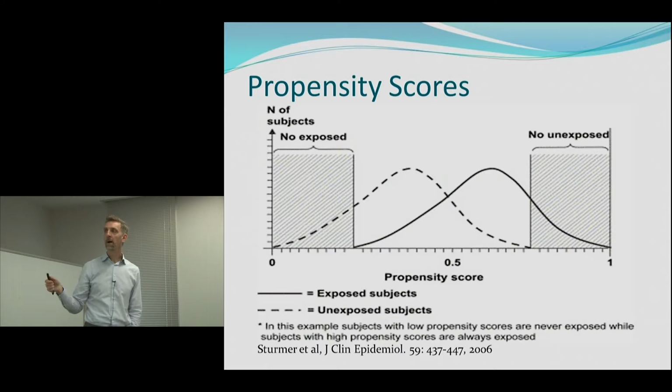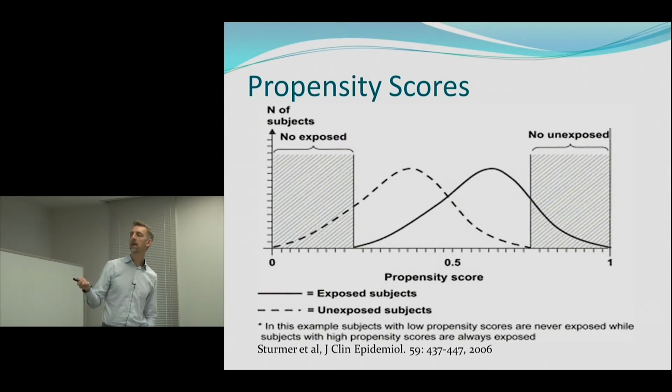So a bit more about the theory. When we have calculated the score for our exposed and unexposed, we can then look at the distribution of the scores in those two groups. And this is really informative. So here I've taken this from a really nice paper written by Til Stürmer in 2006, which is a great, simple approach to propensity scores. If you want a paper to look at, I would recommend this one.